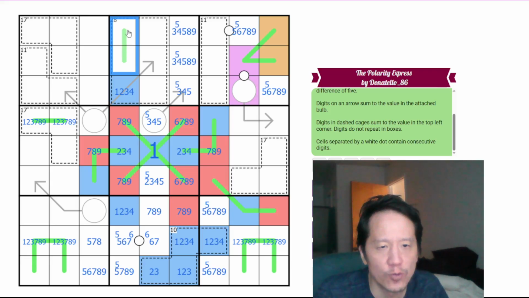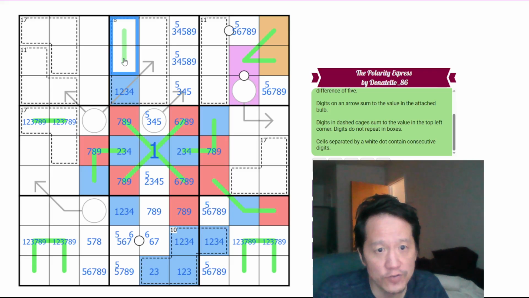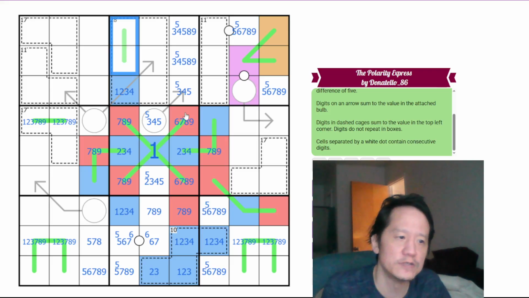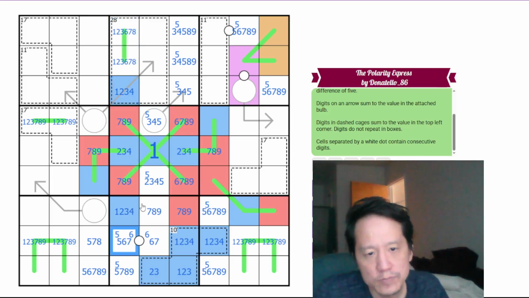It cannot be 4 and 9 here, because if this is 4 and 9, that would make this 3, 5, and 8, which does not add up to 17. So there's no 4 here. This is 1, 2, or 3. It could have 6, 7, or 8 here. We know the 5 is here, though. Okay.